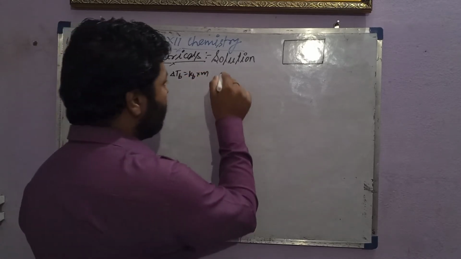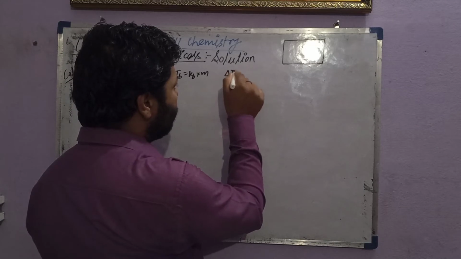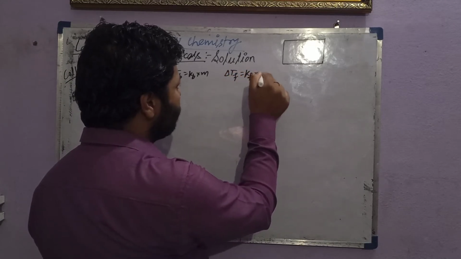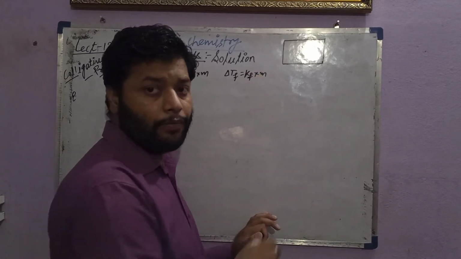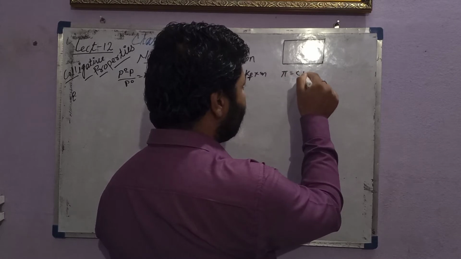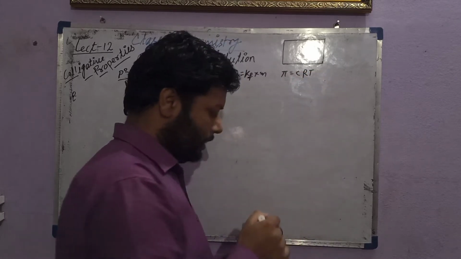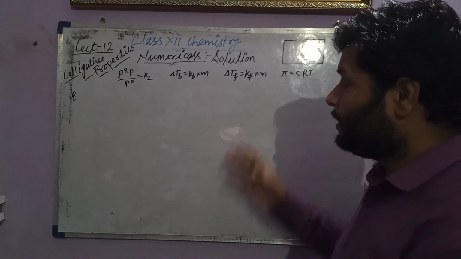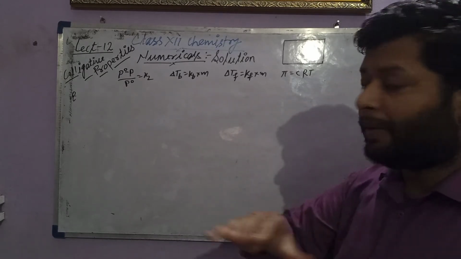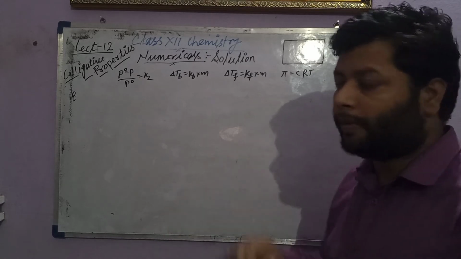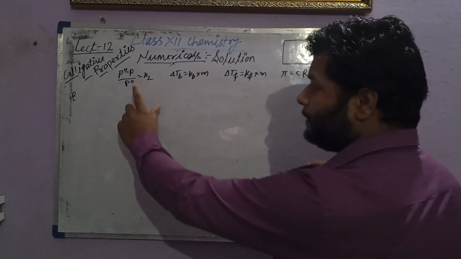The third colligative property is delta Tf equal to Kf into m. And the fourth colligative property is pi equal to CRT. These 4 colligative properties you have to go through. So try to attempt the lectures based on these 4 topics, then try to attempt these numericals, which is what we are going to learn.